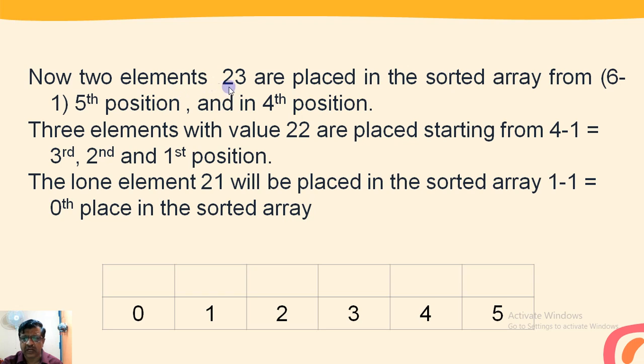Now two elements 23 are placed in the sorted array from 6 minus 1, that is the fifth position, and in the fourth position. Three elements with value 22 are placed starting from 4 minus 1, that is the third position, second position and first position, because there are three 22s, and the lone element 21 will be placed in 1 minus 1, that is the 0th place in the sorted array.